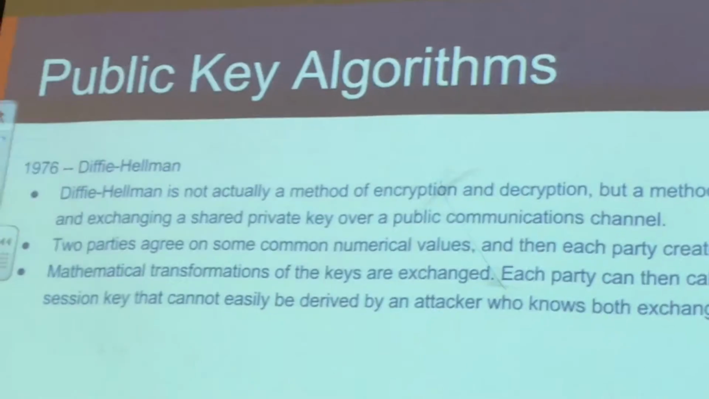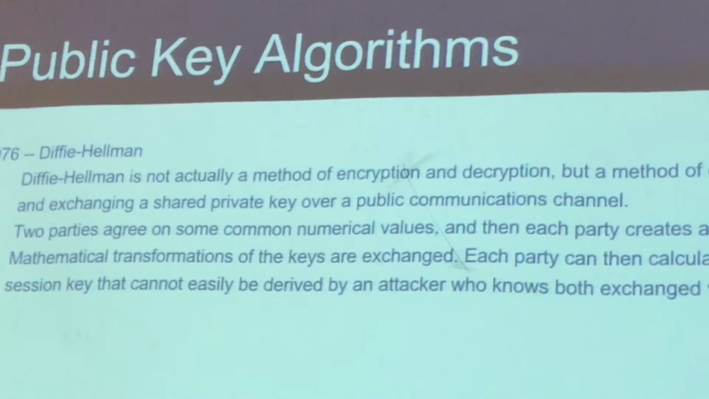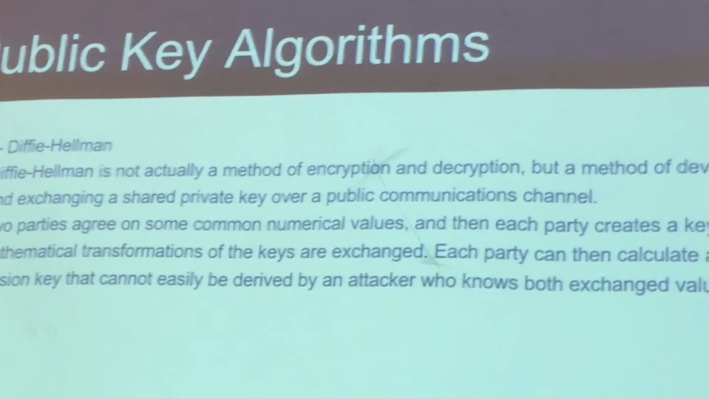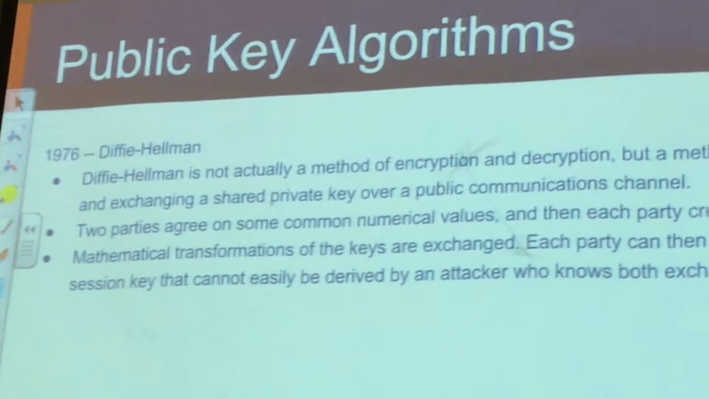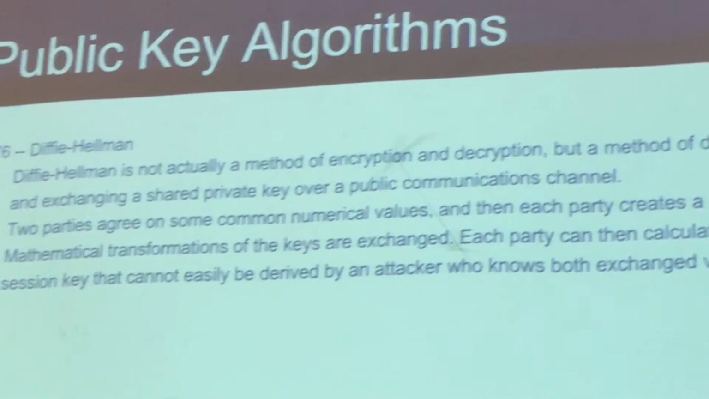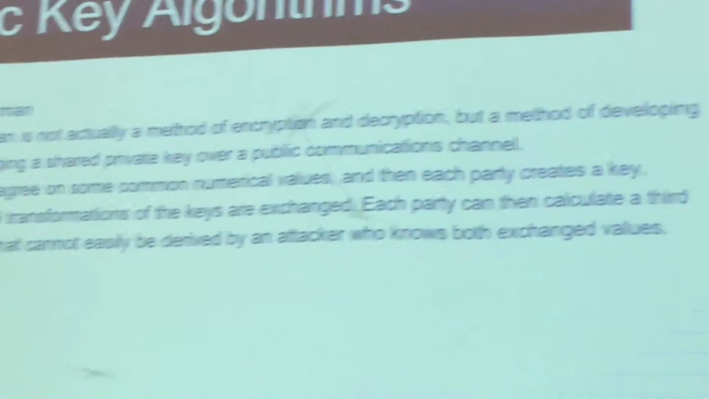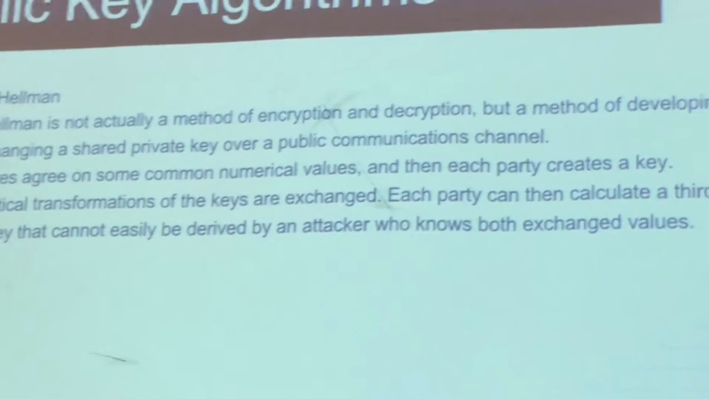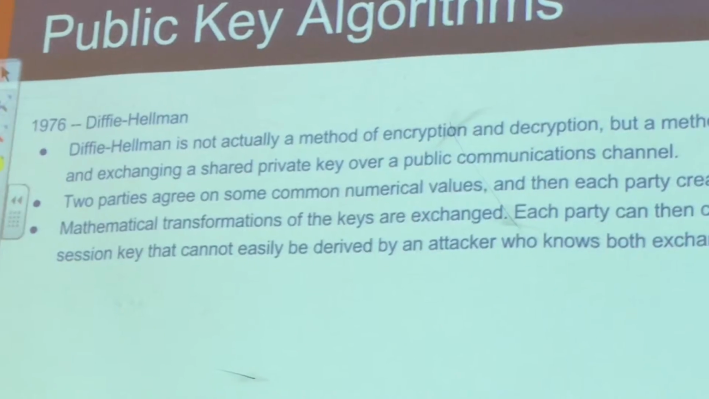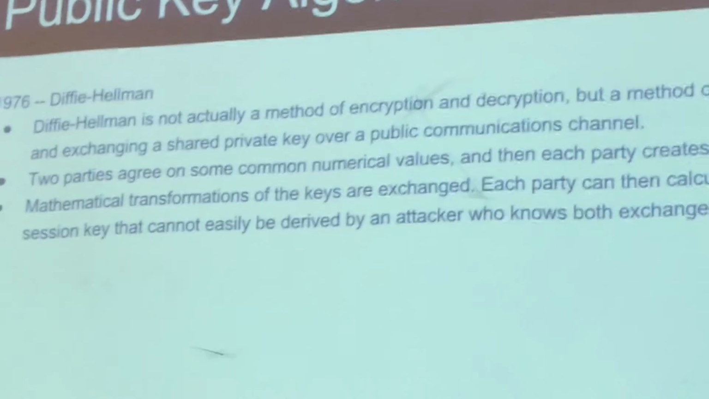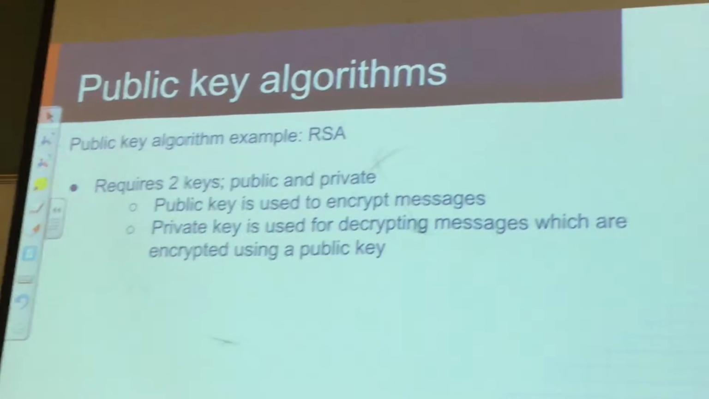In 1976, Diffie-Hellman were two people, and it's not really a method of encryption and decryption, but a method of developing and exchanging a shared private key over a public communications channel. Two parties agree on some common numerical values, and then each party creates a key. Mathematical transformations of the keys are exchanged, and each party can then calculate a third session key that cannot easily be derived by an attacker who knows both exchanged values.